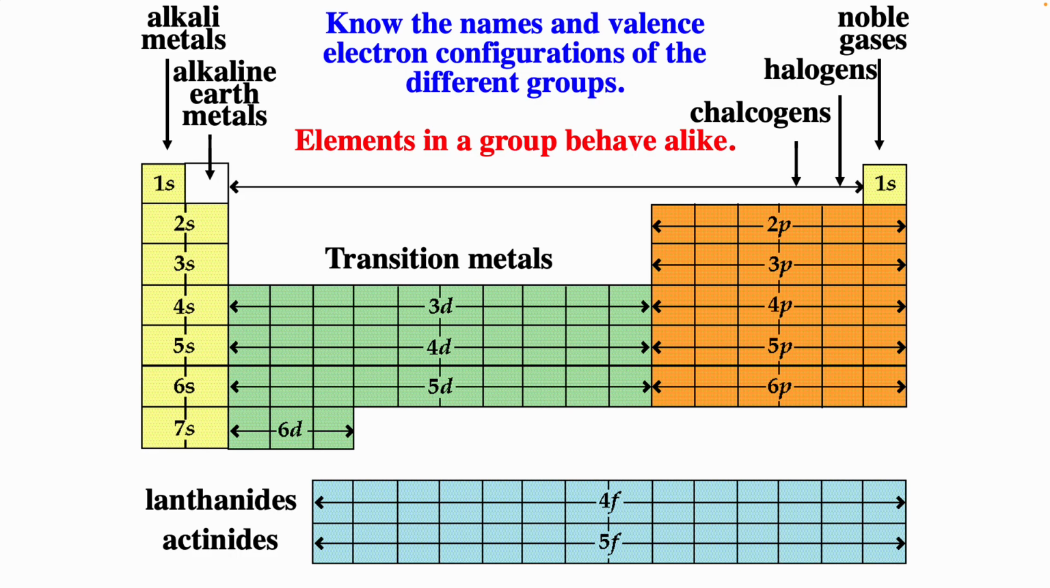You should know the different groups of the periodic table, because again, elements in that column tend to behave alike. On the far left, you have the alkali metals. The second column, you have the alkaline earth. You have transition metals here, noble gases all the way to the right, then the halogens, then the chalcogens, you have the lanthanides, and then you have the actinides. So you should know the different groups of the periodic table. You should also know the valence electron configuration for the different columns.